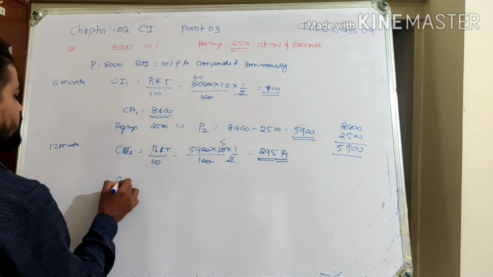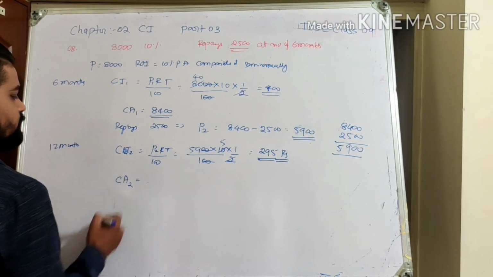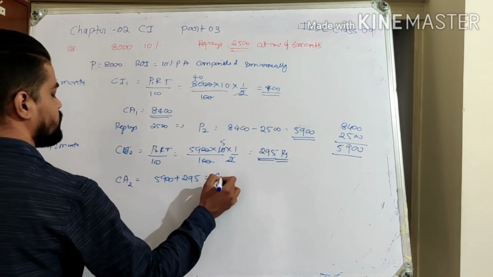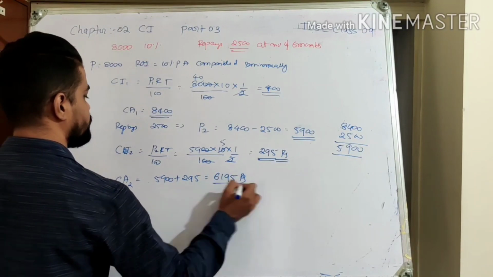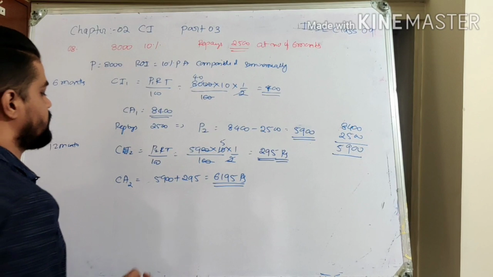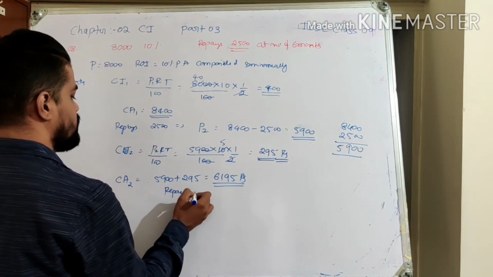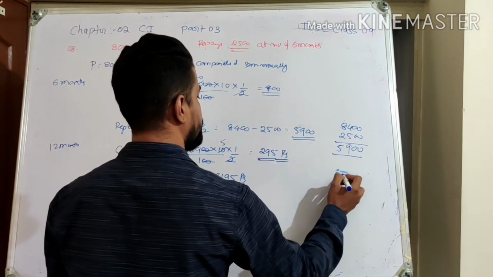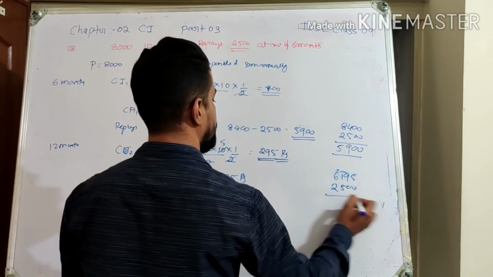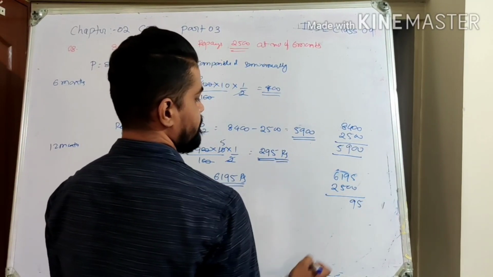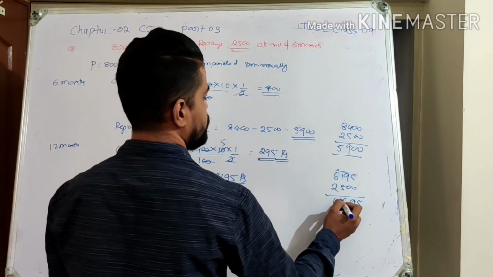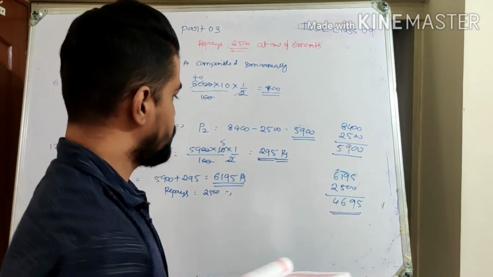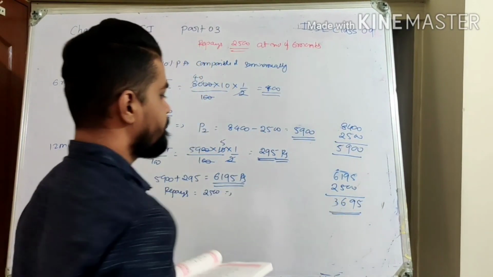The compound amount at the end of the 12 months will be 5,900 plus 295, which is 6,195 rupees. But now again he repays how much? Repays 2,500. That will make it 6,195 minus 2,500. If he repays, it will be 11 minus 5 is 6, 5 minus 2 is 4. So 4,695. So I hope everything is correct. So it's 3,695. Yes, is the amount.